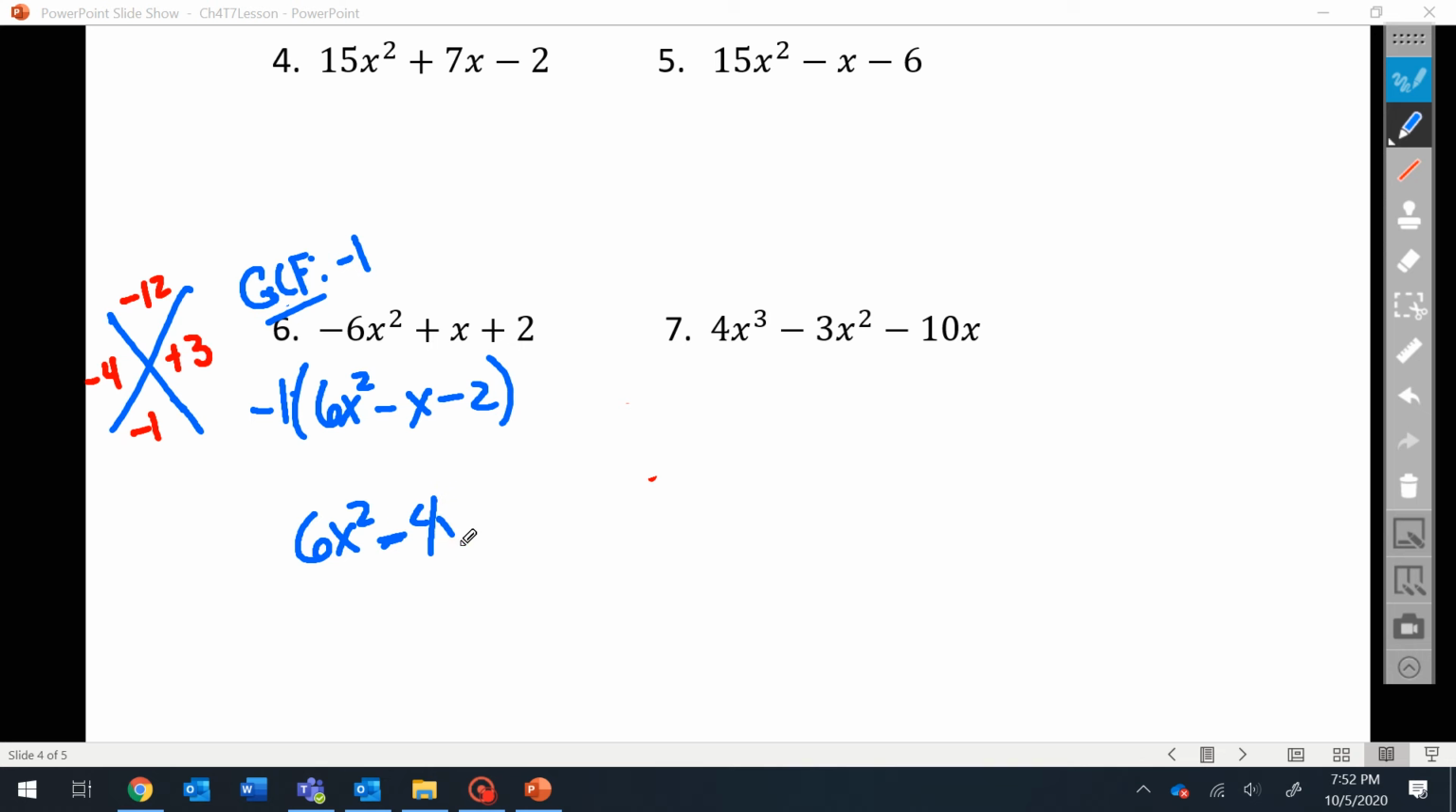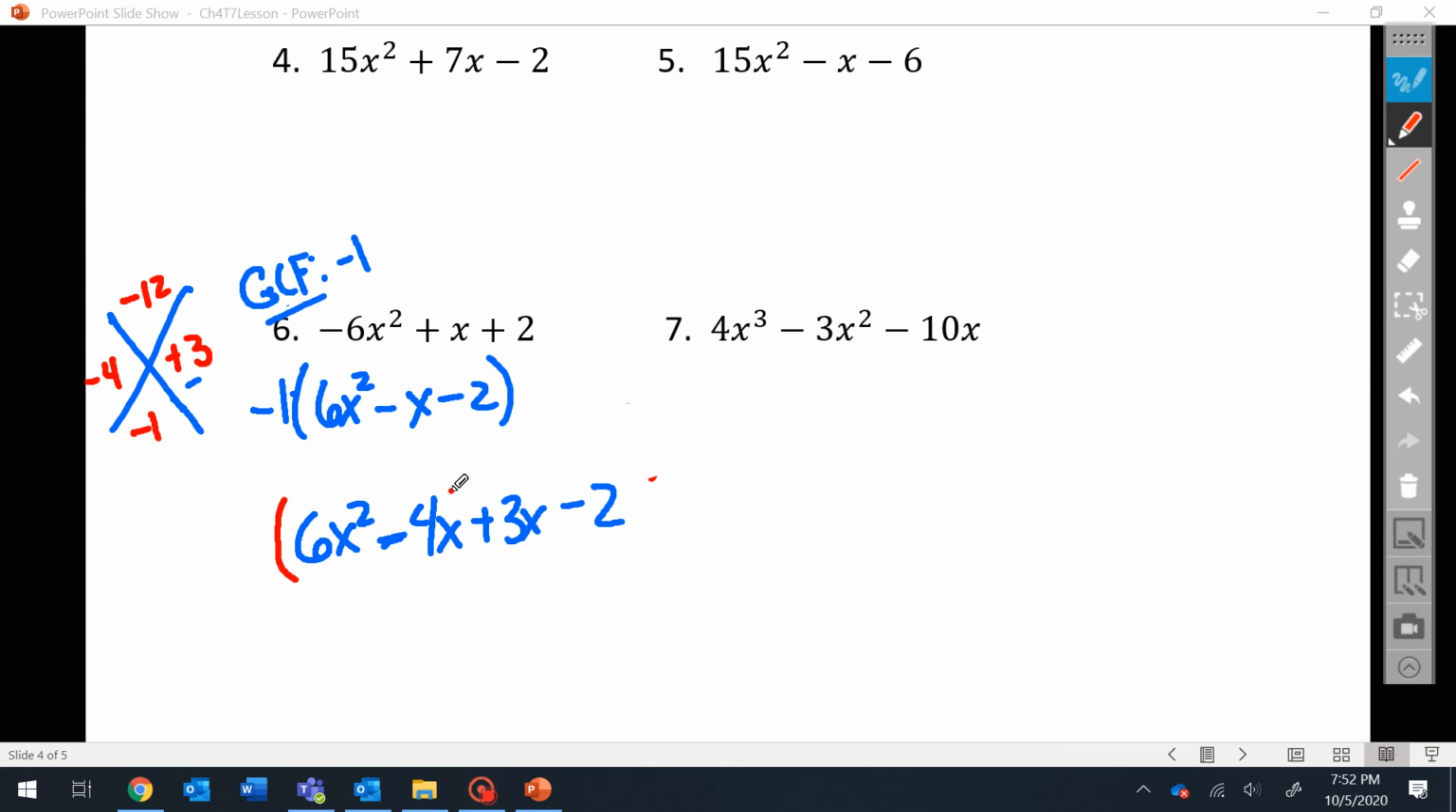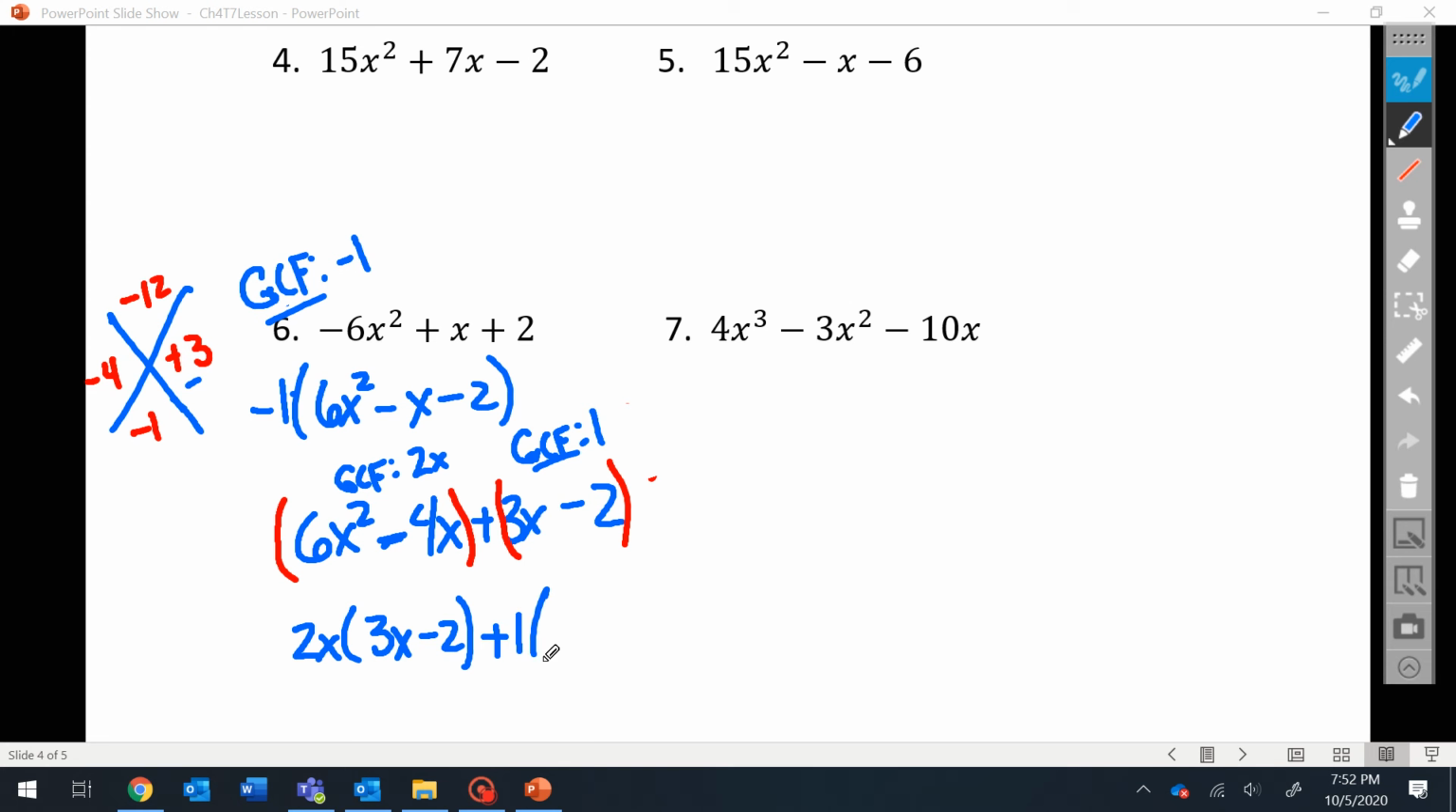So this is going to be 6x squared minus 4x plus 3x and then minus 2. Okay, so all I'm doing is splitting the negative x into negative 4x and positive 3x. I'm going to group the first two terms together. I'm going to group the second two terms together. I'm going to factor the GCF out of each of them. So the GCF of the first group is 2x, and the GCF of the second group is just 1. So when 2x comes out of the first group, I'm left with 3x minus 2, and 1 comes out of the second group, and I'm left with 3x minus 2.